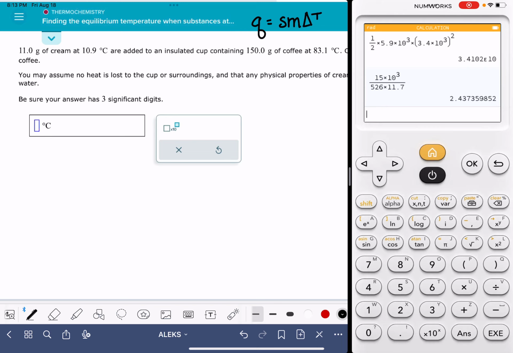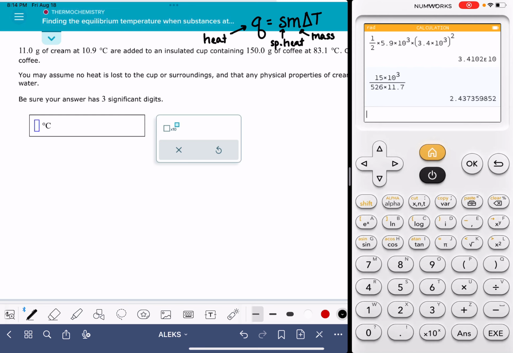So to solve this problem, we're going to be using the equation Q = SmΔT. We're actually going to need to do that calculation 2 times, once for the cream and once for the coffee, once for each object. This Q is referring to the heat that is being exchanged between the two objects. That's typically going to be in units of joules. The S is going to be the specific heat of our object, or ALEKS likes to call it specific heat capacity. M is the mass of the object. That is going to be in units of grams.